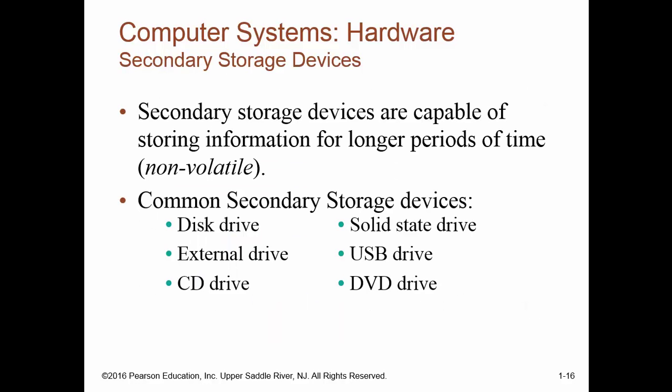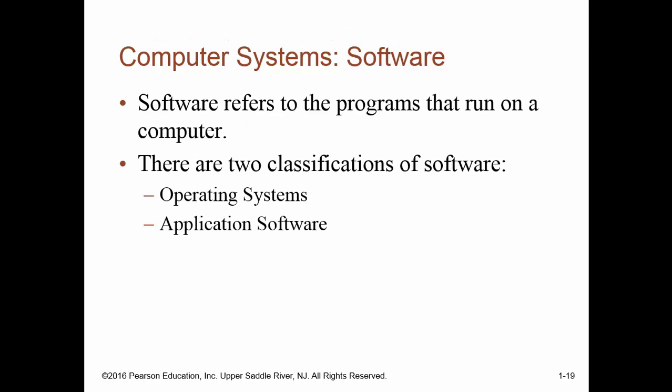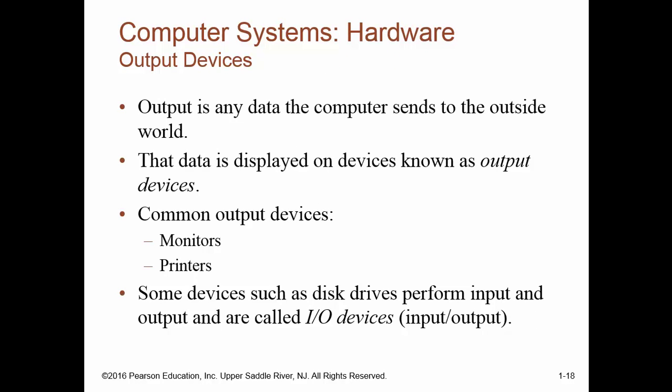All right, secondary storage, again, disk drives, CD drives, DVD drives, USBs, etc. Those are non-volatile, so they're designed to hold information that you want to keep after power has gone from the computer. Input collects data. Input devices: keyboard, mouse, scanner, digital camera. Output sends it back to the outside world: monitors, printers, etc.